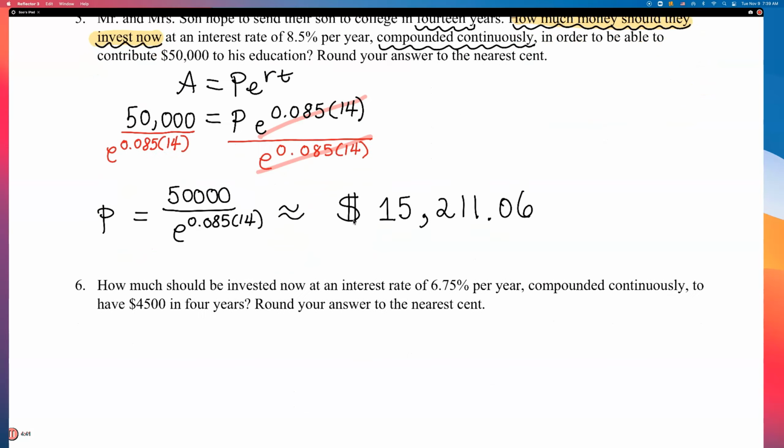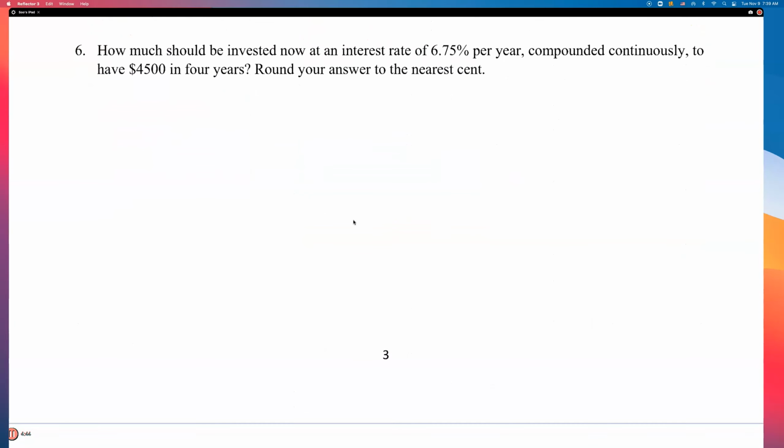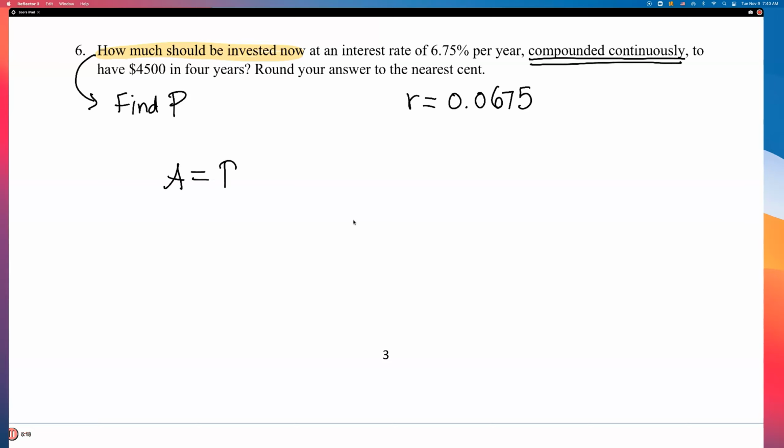All right, let's look at number 6, another similar problem. How much should be invested now? If you look at the wording of this, how much should be invested now? They're asking for P. Okay, they're asking for the present value. Find P at an interest rate of, what are they giving us? Rate is 0.0675 and it's compounding continuously. So because of that, I will write down A equals PERT.